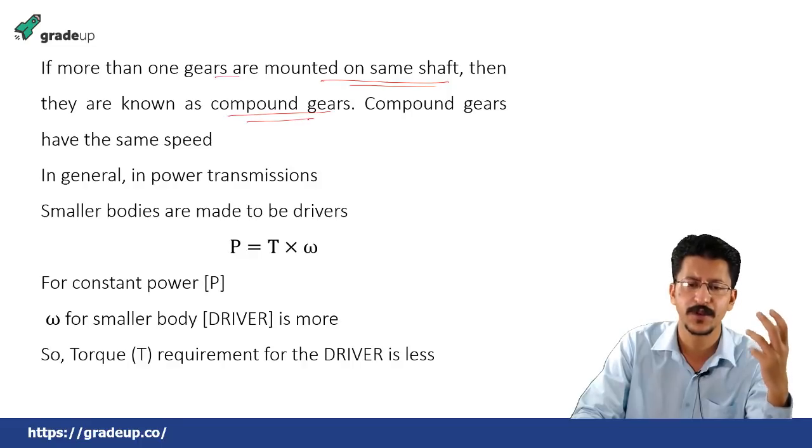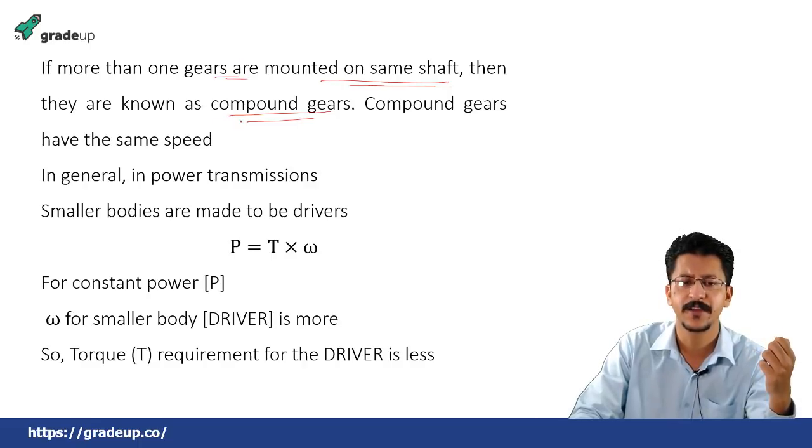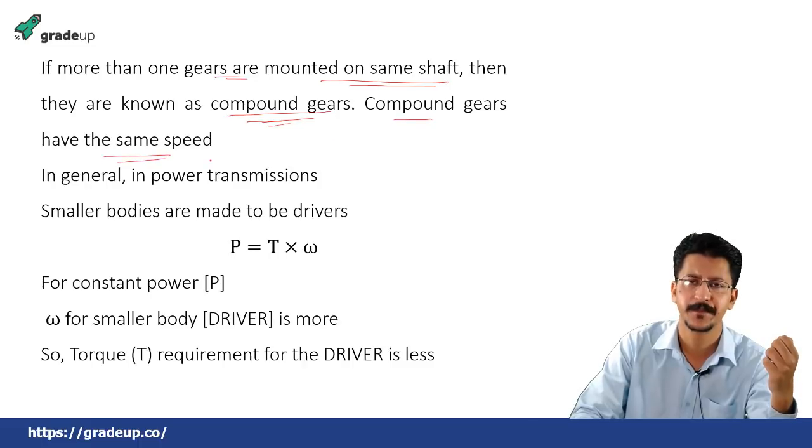Please remember this. This will be very useful in the next topic of gear trains, that what are compound gears and how they are applied, okay. So please remember till then, the gears that are mounted on the same shaft are known as compound gears, and compound gears have the same speed, okay.